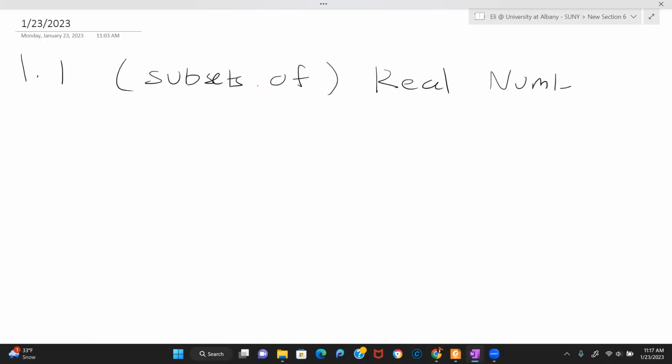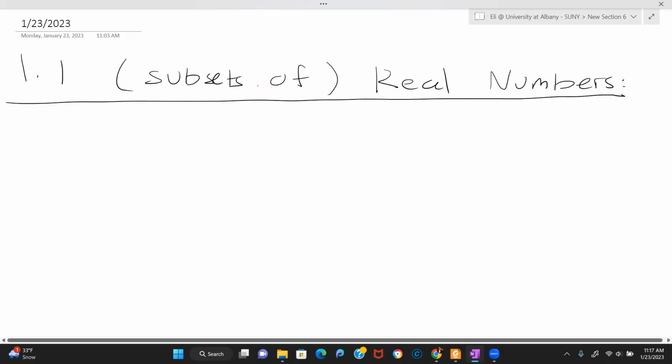All right, so last time we started in 1.1, and this is subsets of real numbers. As I emphasized when we met, the two most fundamental and important concepts in all modern mathematics are that of a set and that of a function. And so we're going to look at sets first, and then in chapter 2, we're going to look at functions.